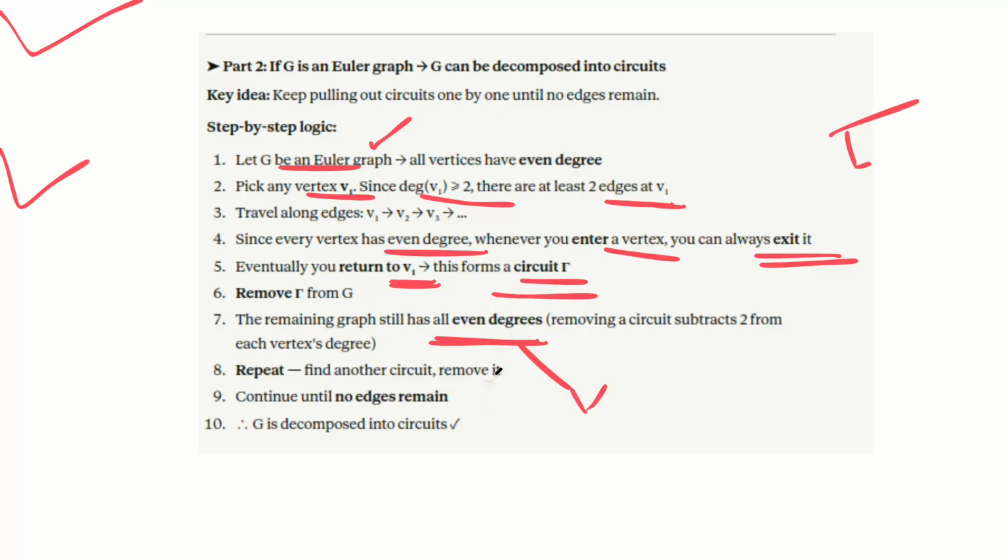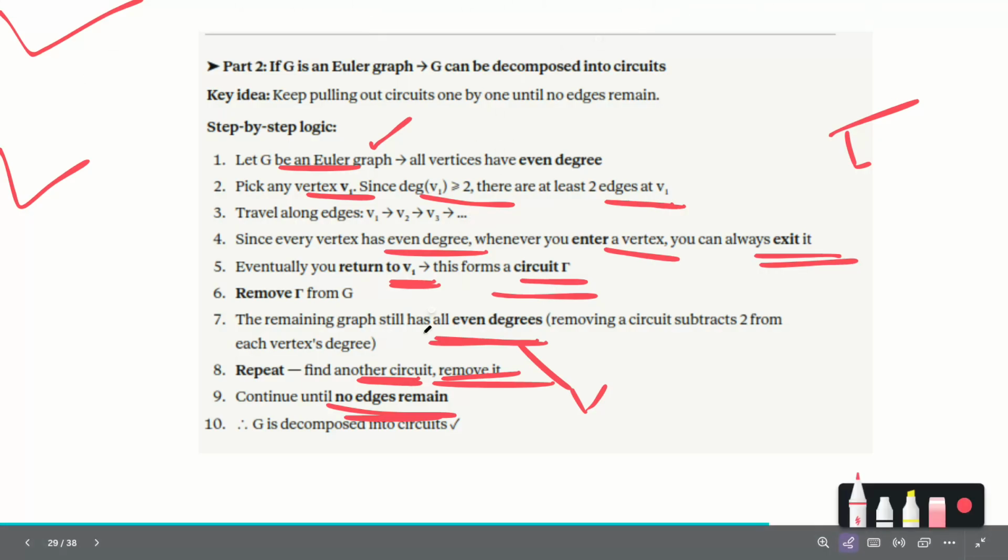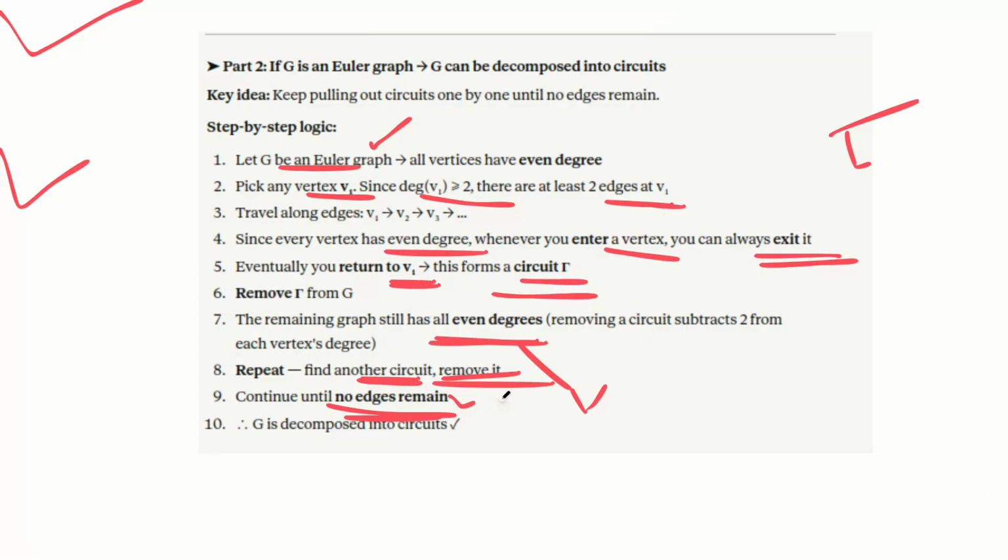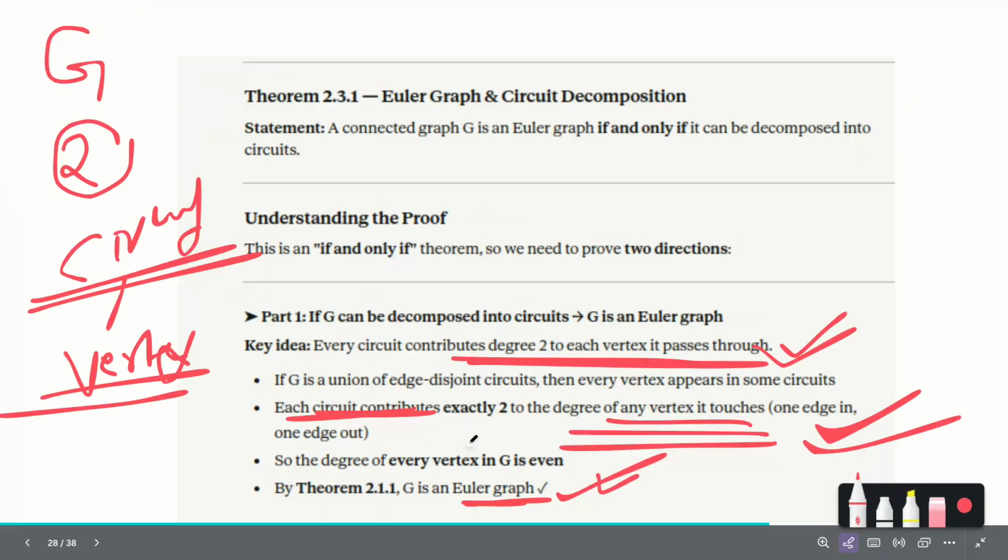So I'm repeating this, finding another circuit and removing it. Finally, after you have removed every circuit, you will have no edges remaining. In this way, G can be decomposed into circuits. This is how G is decomposed into circuits.